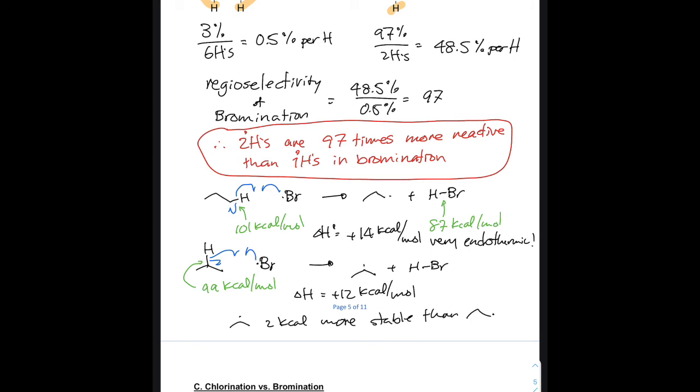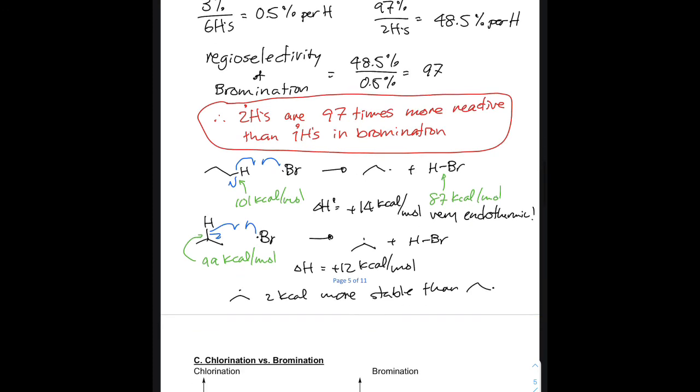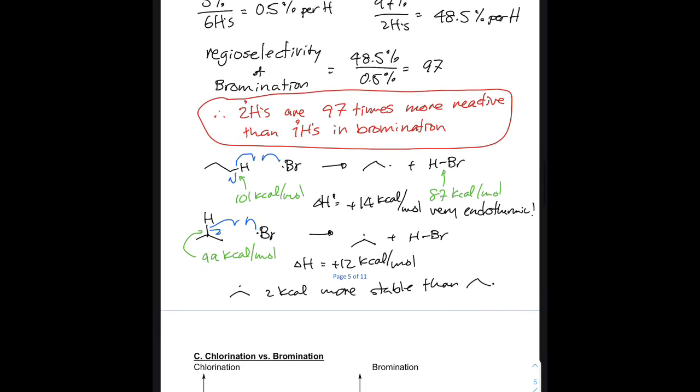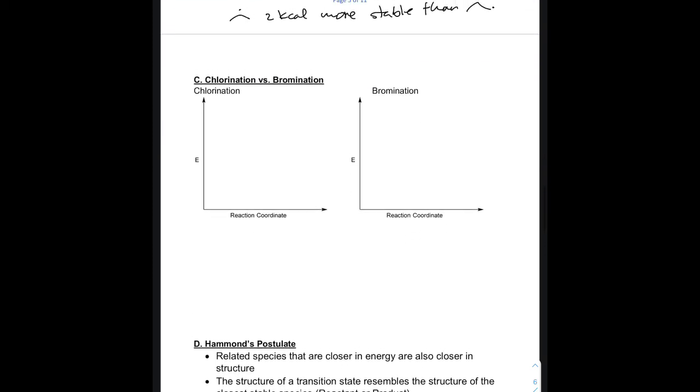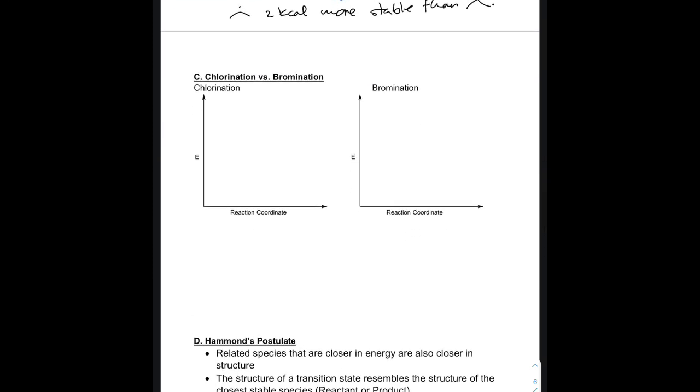The relative stabilities of these two radical species haven't changed. The only thing that changed is that these bromination reactions are a little bit more endothermic. That's really the only difference, right? So if we were to draw the reaction energy coordinate diagram, right?